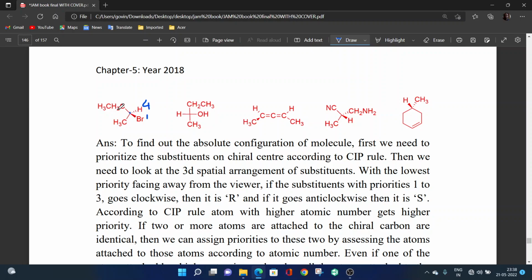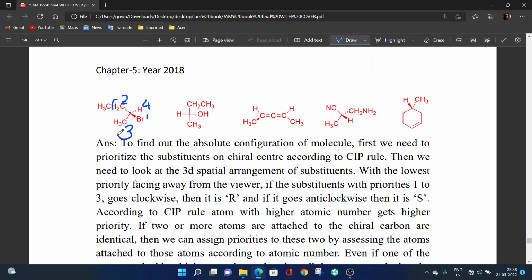Now the problem comes here because the first substituent here is carbon, and here also it is carbon. So we cannot differentiate, so we go to the second bond. The second bond is what? Two hydrogens and one carbon. Here it is three hydrogens. So here one carbon is there. Carbon has more atomic mass than hydrogen. So this gets second preference and this one gets third preference.